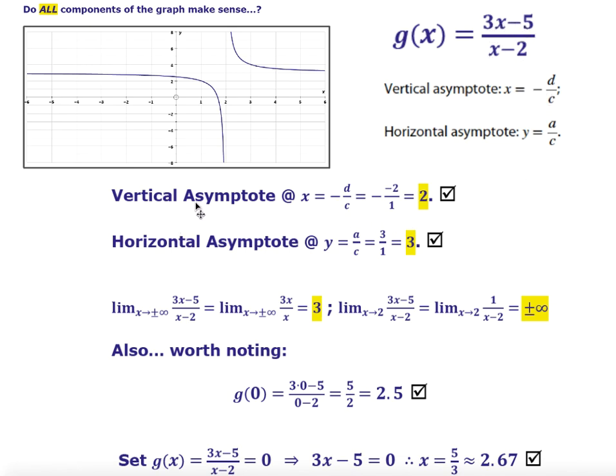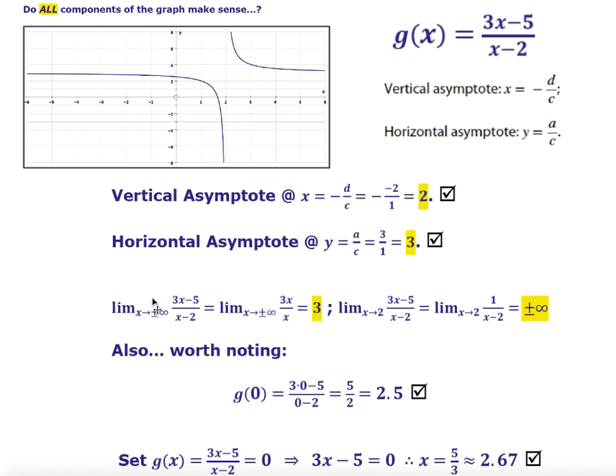So here's the curve, and it's supposed to have something to do with A, B, C, and D. The vertical asymptote is supposed to be at x equals negative d over c. Well, that would be the negative of our d, which is negative 2, over our c, which is hiding in there as 1, and boom, x equals 2 falls out and checks as our vertical asymptote. The horizontal asymptote is supposed to be at y equals a over c, and that looks like it just wants to be 3 over 1, and boom, there it is. That checks out as y equals 3.